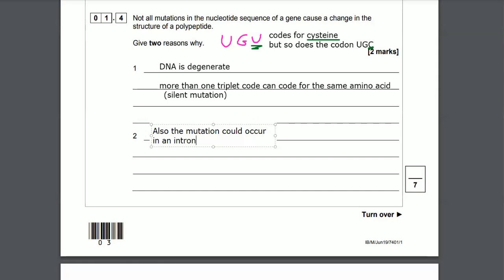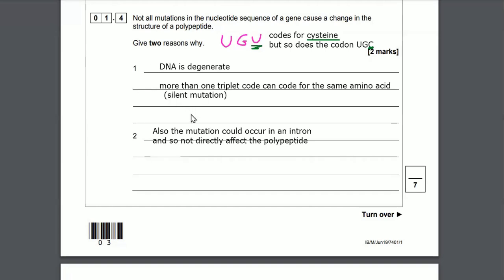Okay, there's also another reason why a mutation wouldn't result in a change in polypeptide structure, because the mutation could occur in the intron section of the DNA. And of course, the intron is the non-coding section of the DNA. You're talking about the regulatory genes or the junk DNA on the sides of the actual structural genes. Remember, the structural genes, the exons, code specifically for the polypeptide. So unless you have a mutation in those exons, you're not going to get a change in the function of a polypeptide. So there's your two answers for this one.